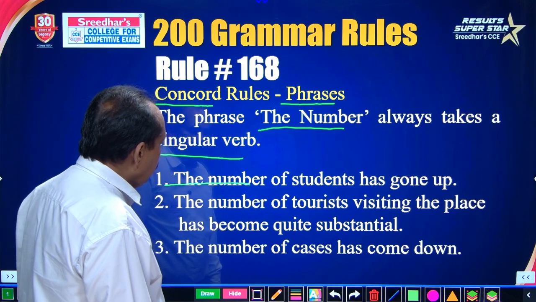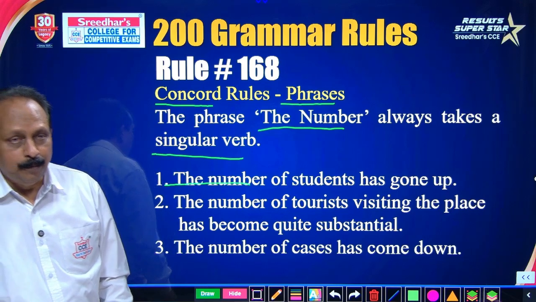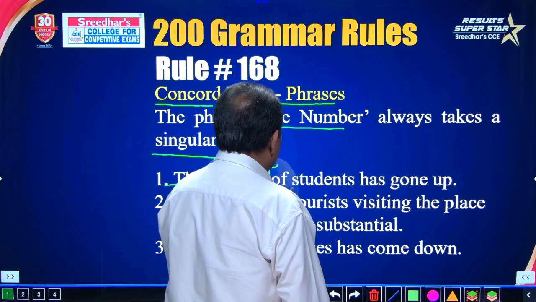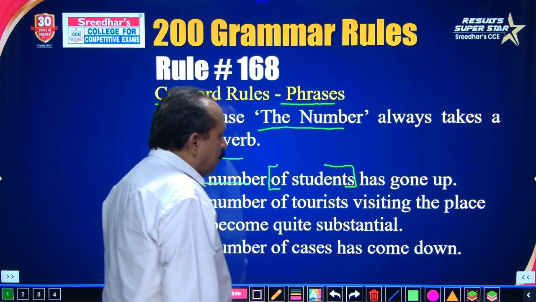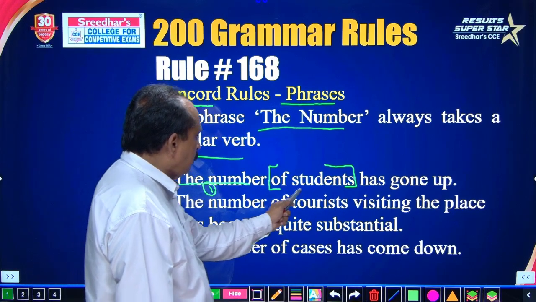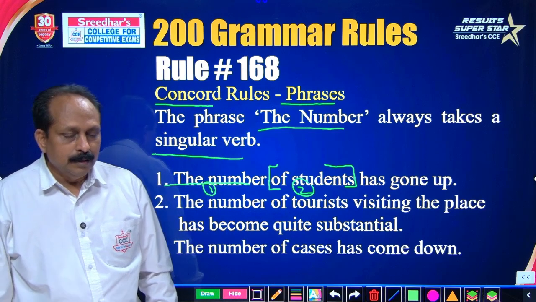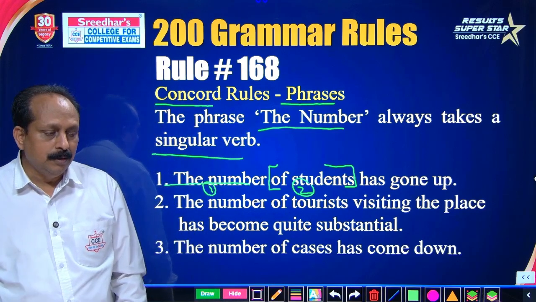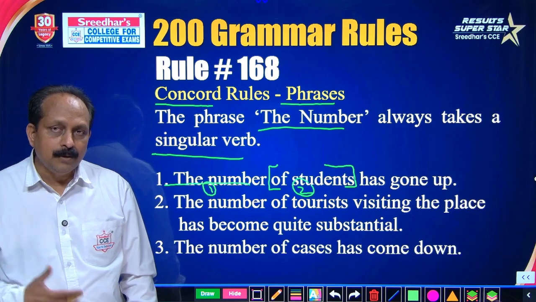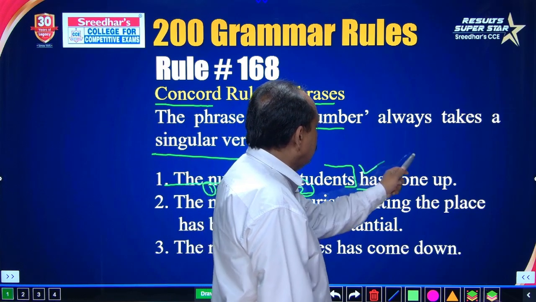What is the subject here? Subject is a phrase, the number. After that, we have another phrase, of students. Don't consider the second phrase. If you look at the first one, we have two phrases here, 1 and 2. What is the first one? The number. That is the subject also. Because the rule says we have to use a singular verb. The number has gone up.